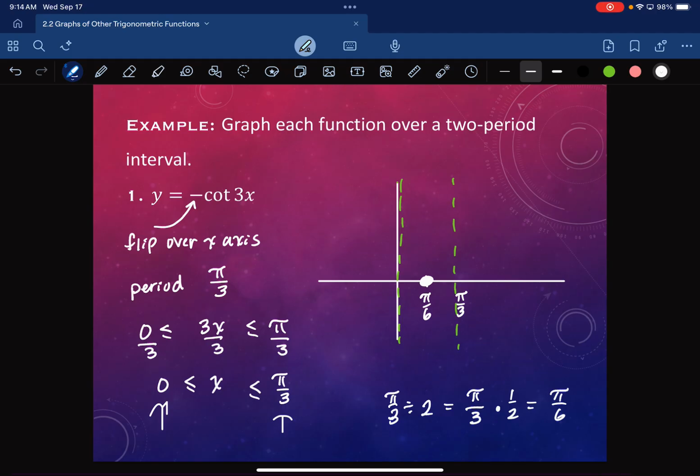Okay, pretty good? Now, how does the cotangent graph typically look? Is it increasing or decreasing? It's a decreasing graph. Is this one going to be decreasing, though? No. How come?